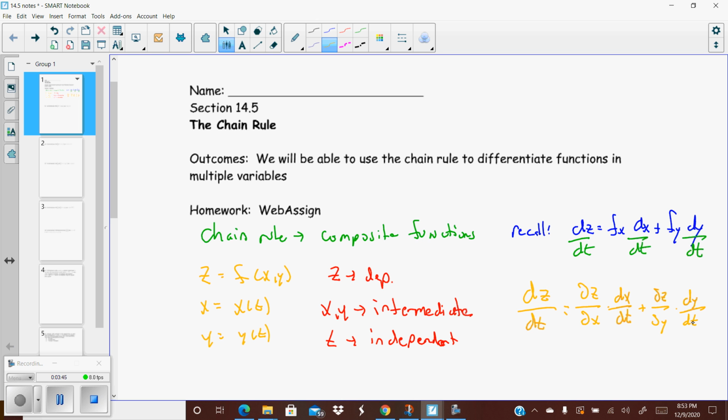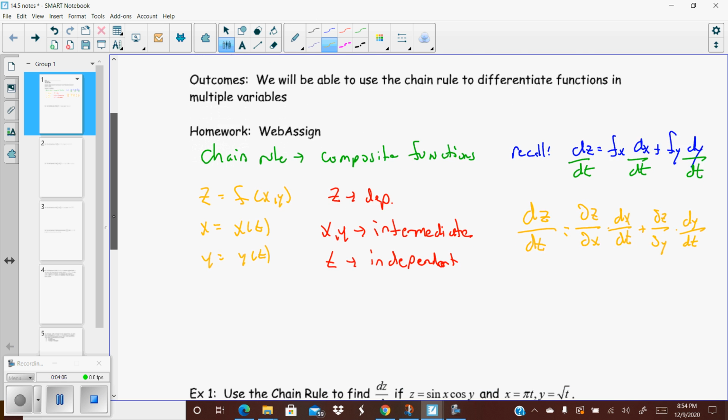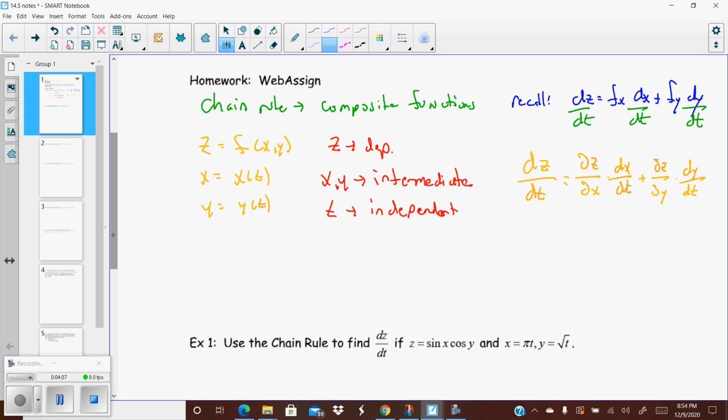So the biggest thing is going to be the notation here. These are not terribly difficult problems to do, but keeping the notation straight with the partials and the full derivatives, that's going to be the trick. And I will hopefully give you a way to think about it so that it makes sense. The one thing you're going to want to make sure you do is label your variables every single time.